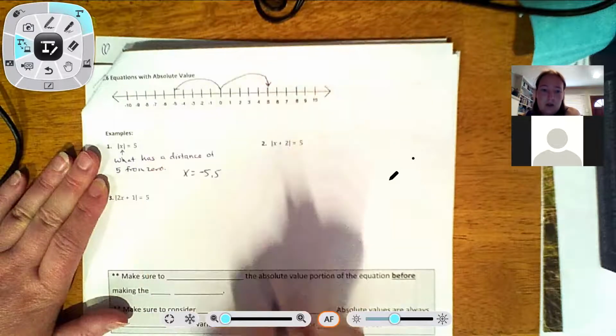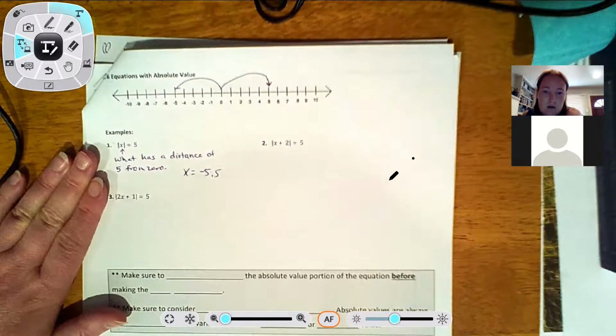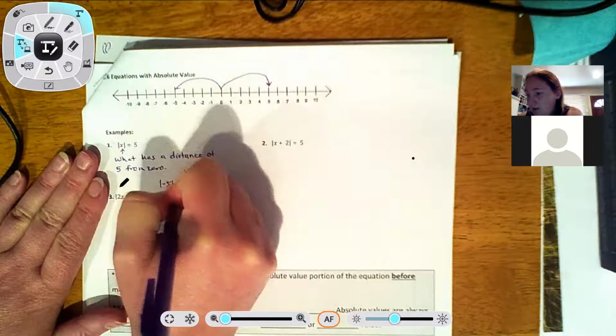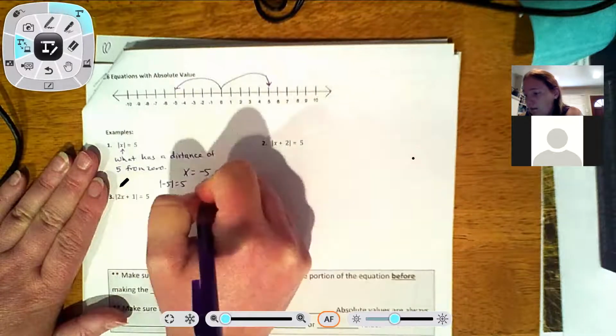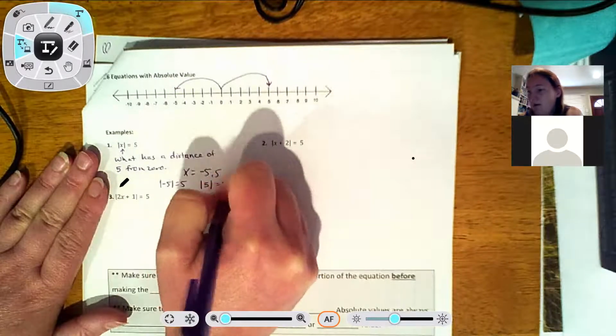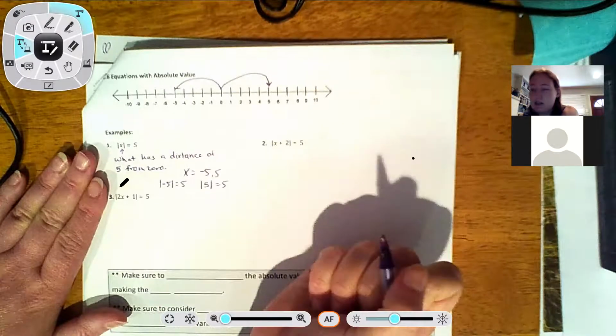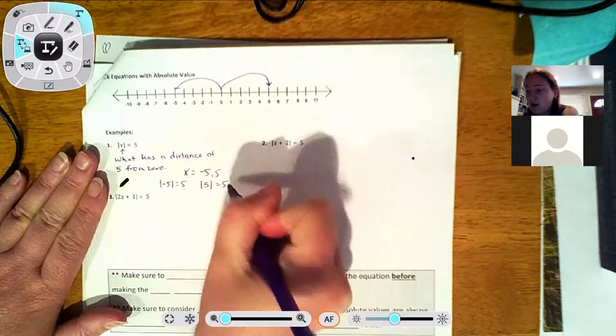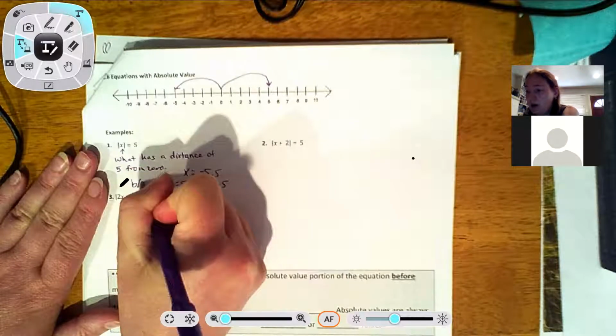In other words, if you plug in the absolute value of -5, you get 5. And if you plug in 5 and you take the absolute value, you get 5, because the absolute value is the distance, and so the distance from -5 to 0 is 5, and the distance from 5 to 0 is 5. So that's why that works.